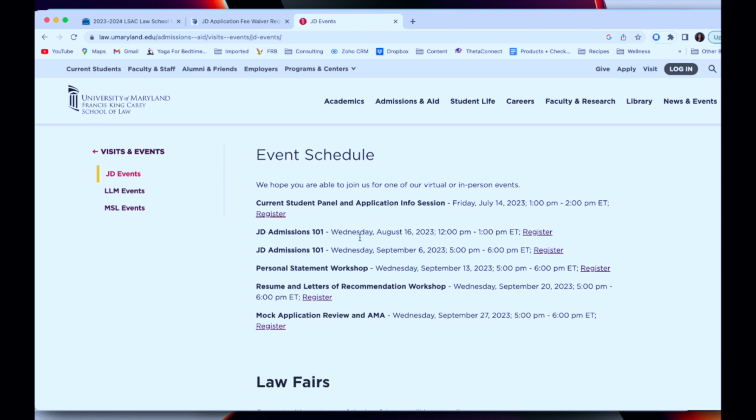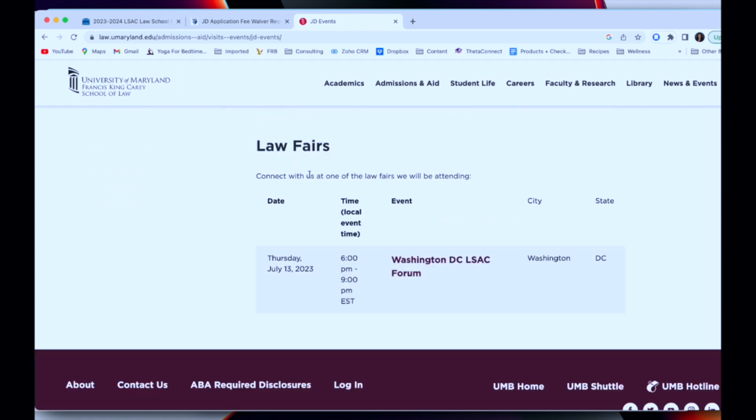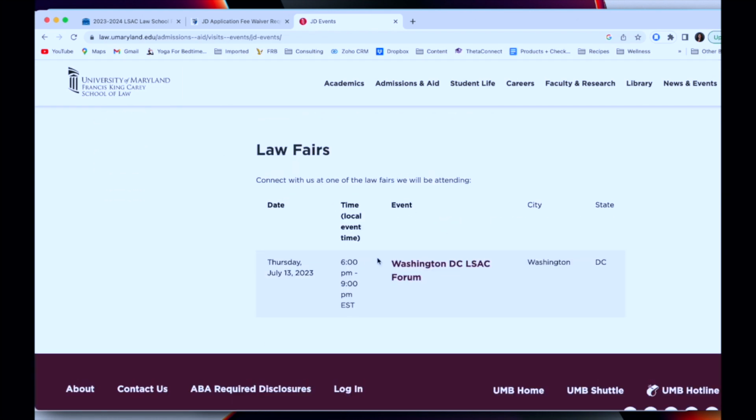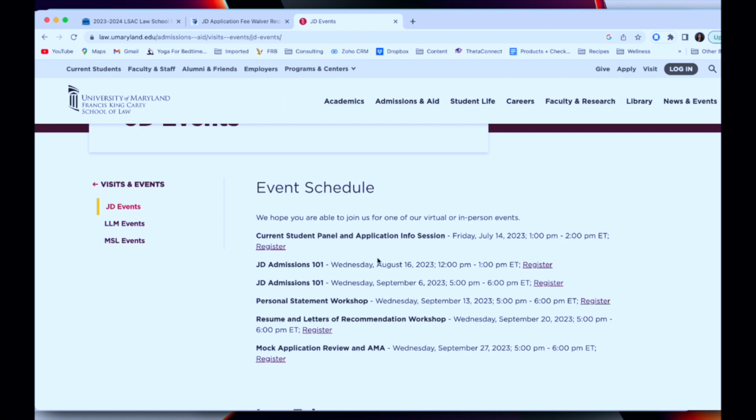For example, if you go to some of these events, and they will even tell you where they'll be at different law school fairs in person, not a guarantee, I can't speak for the University of Maryland, I do not work for them, but sometimes at these events, schools do provide students that attend a code for a fee waiver that you would put in when you're checking out, when you're finishing your application. Not a guarantee, but sometimes that does happen, so that's something to be aware of.